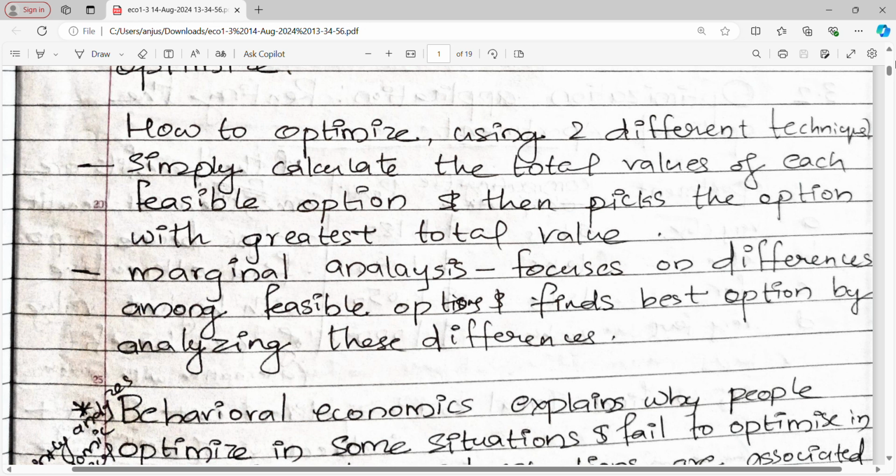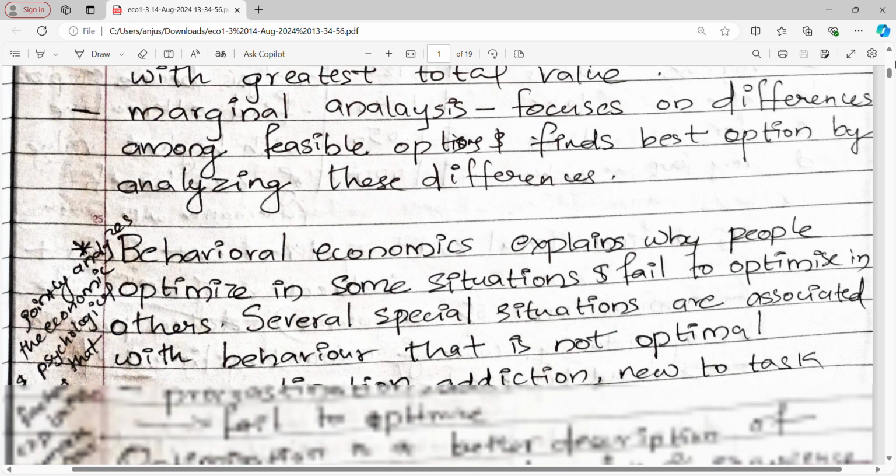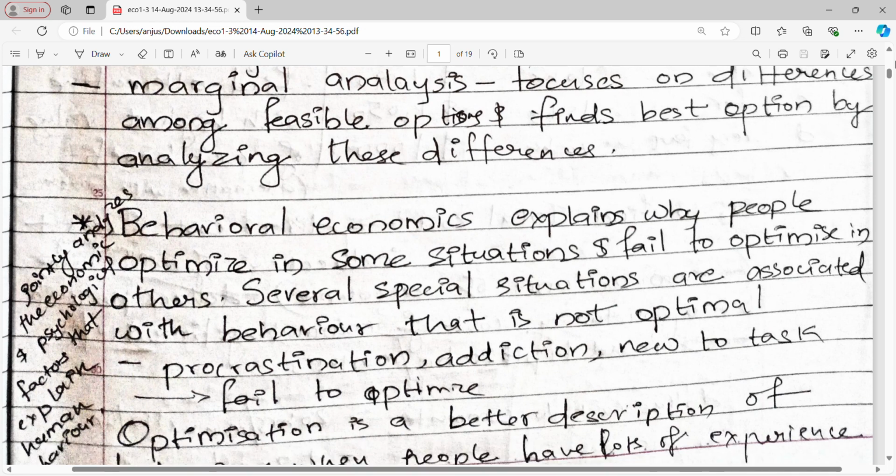Next is marginal analysis. The second technique for optimization is marginal analysis. It focuses on the differences among feasible options and finds the best option by analyzing these differences. We will study these two techniques in detail in this chapter. This chapter is completely about the two techniques of optimization.